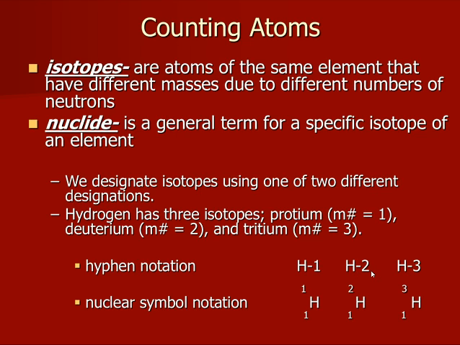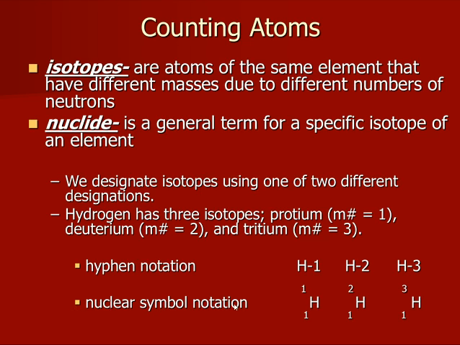For this second form of hydrogen, deuterium, there is 1 proton and 1 neutron, therefore the sum of those numbers is 2. So we have the atomic symbol for hydrogen, and then hyphen 2. Lastly, we have a form of hydrogen that has 1 proton still because it is hydrogen, but 2 neutrons. And so the mass number for this isotope is going to be 3.